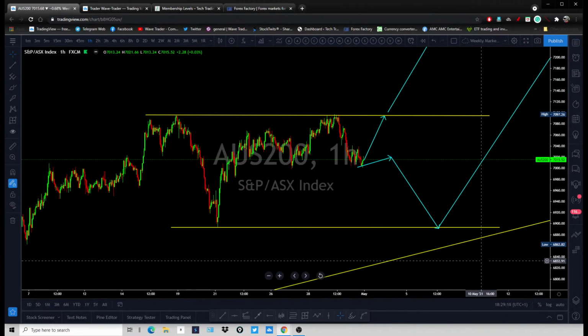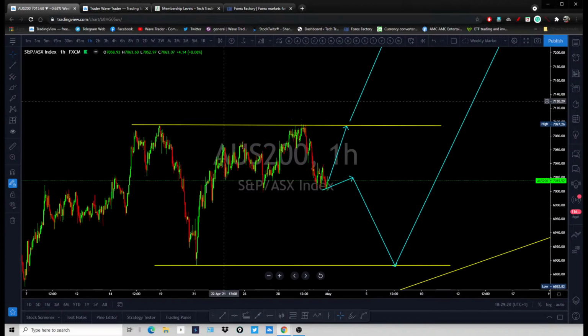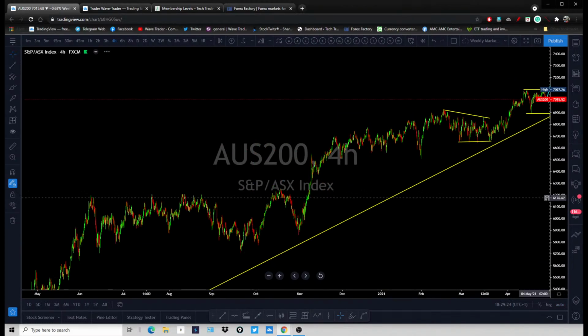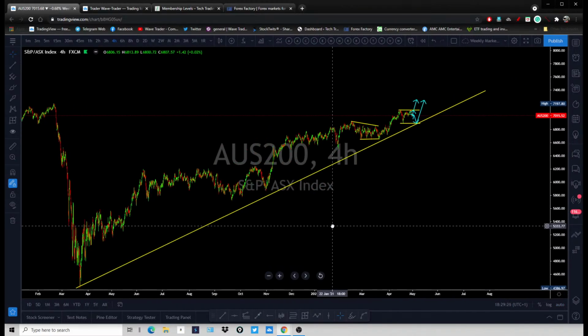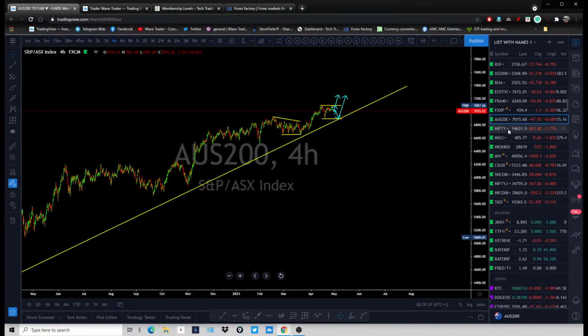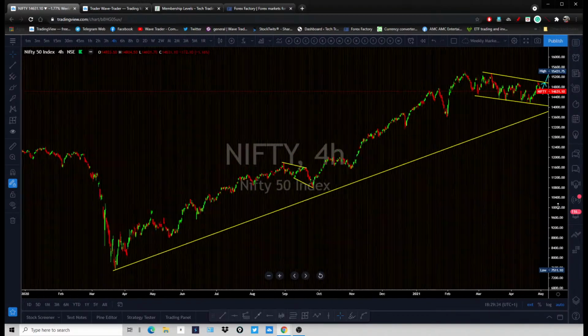Same goes with the Aussie 200. Correct, drop, hold the previous floor, bounce off and continue, flat formation. That's the bigger time frame. So short-term bullish, short-term trending move on the lower time frame. Nifty also bullish.